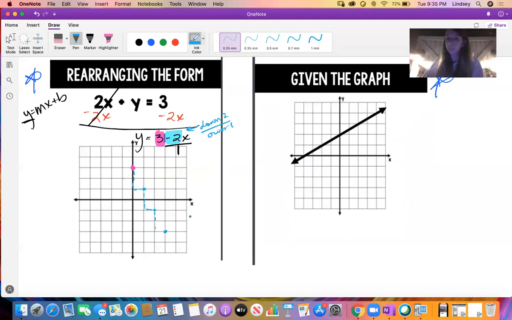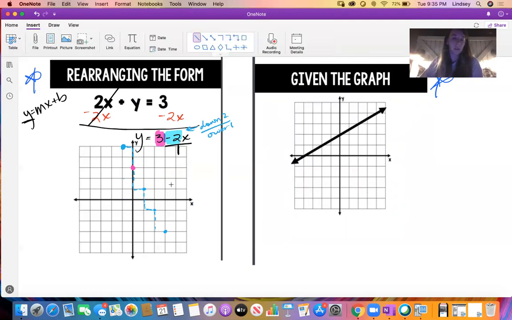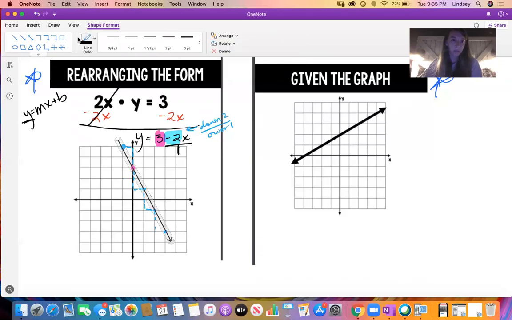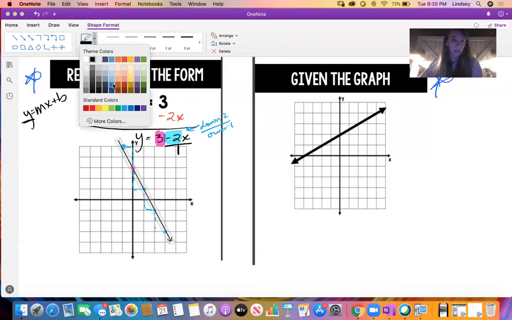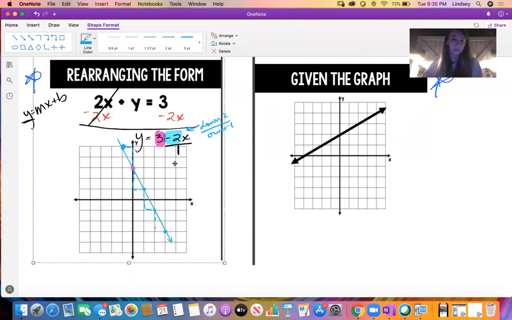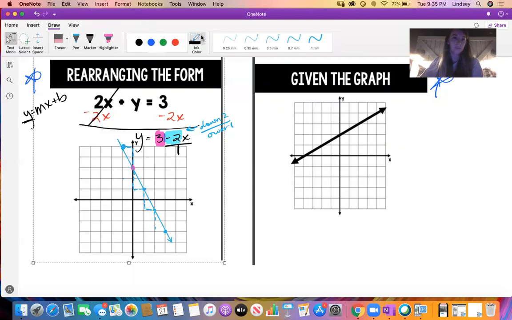Now, only if you go the opposite way from where you started do you go any direction other than right when you're going over from left to right. Okay, so once you have finished doing that, you're going to take your dots and just connect them. Okay, so that line is going to go on forever and ever both ways.